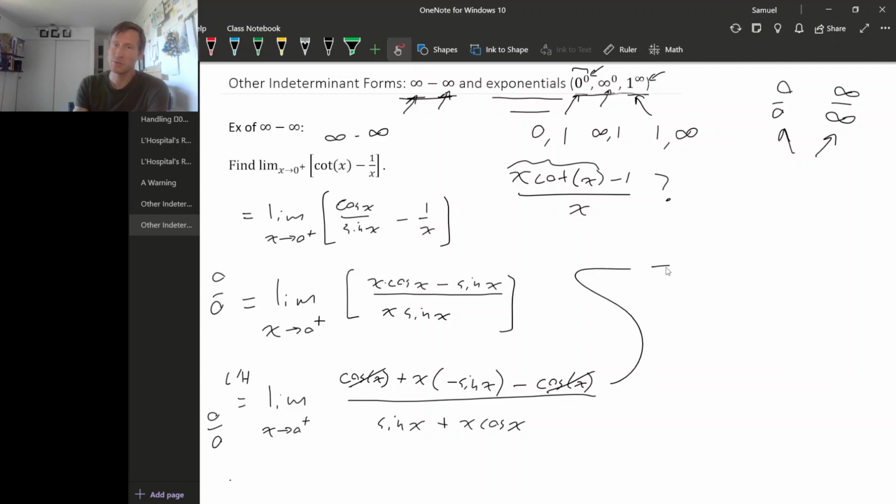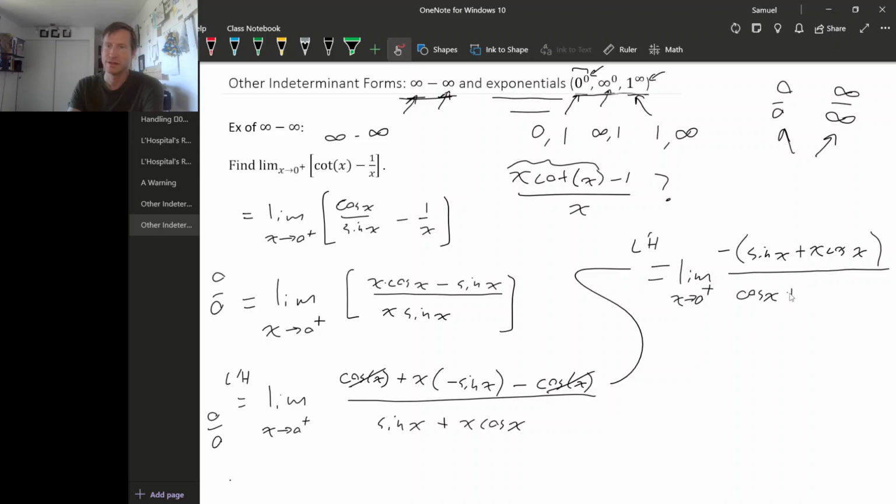But we can try L'Hopital's rule again. There's no guarantee that this will actually help, but at least we can try it. So the limit as x goes to 0 from the right. Derivative of x sine x, so that minus sign out front. Now we need the derivative of x sine x, and that's sine x plus x cosine x. Okay, now in our denominator, the derivative of sine x is cosine x plus, and now we need the derivative of x cosine x, which is cosine x minus x sine x.